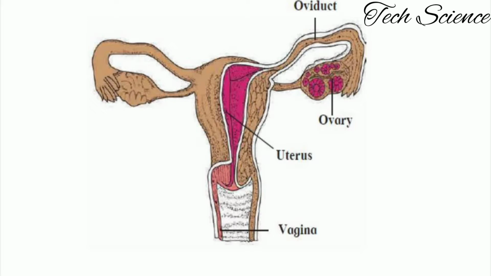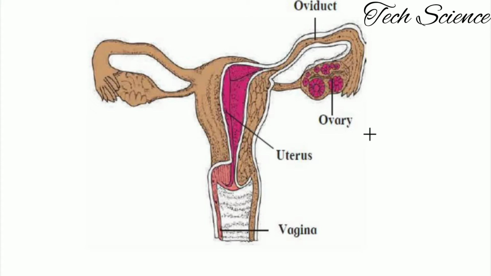Today the discussion point is the human female reproductive system. Basically, if you observe the diagram, you will find some parts, and these parts belong to the female reproductive system. Basically, there are four parts you observe here.